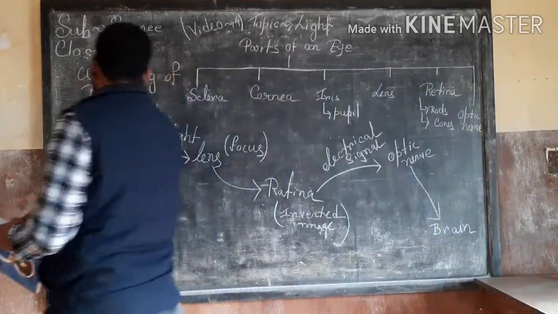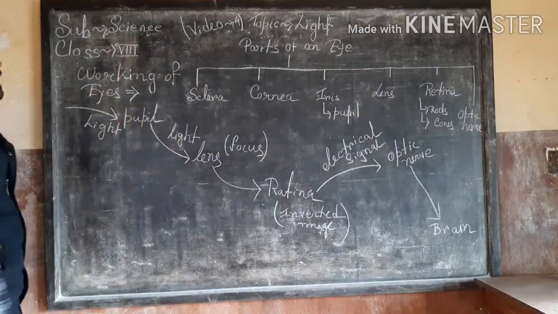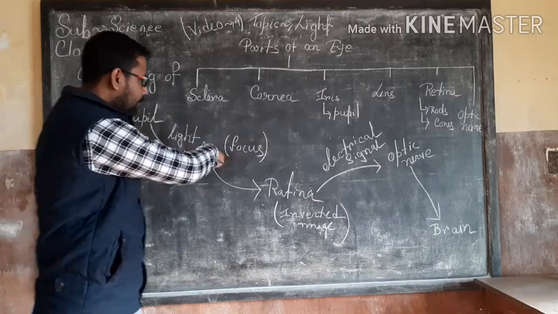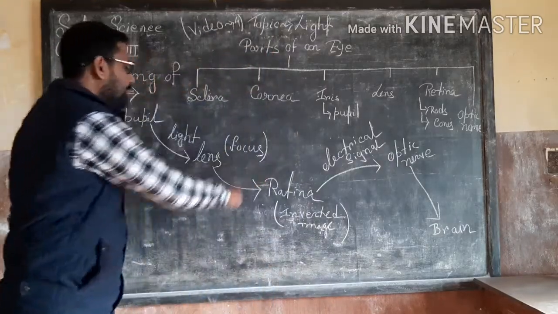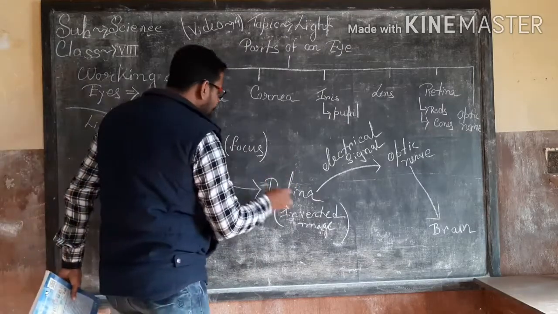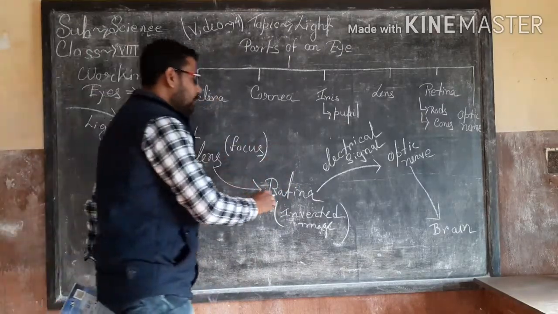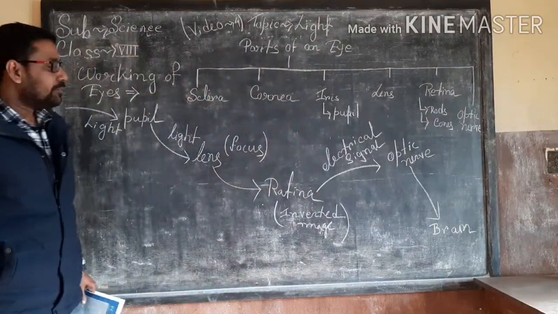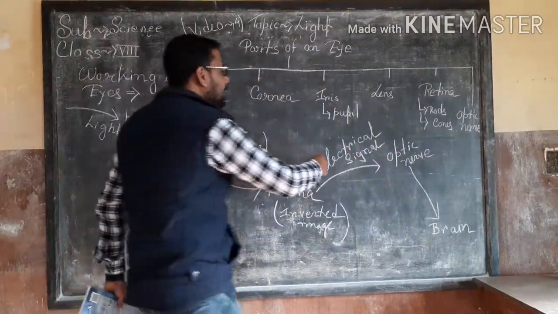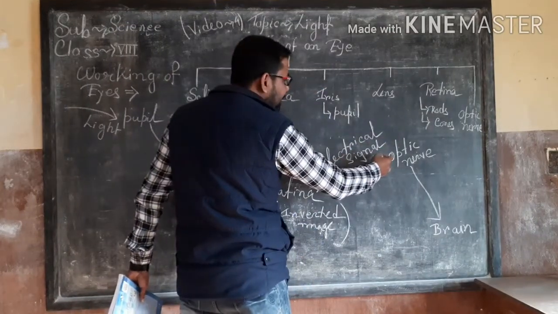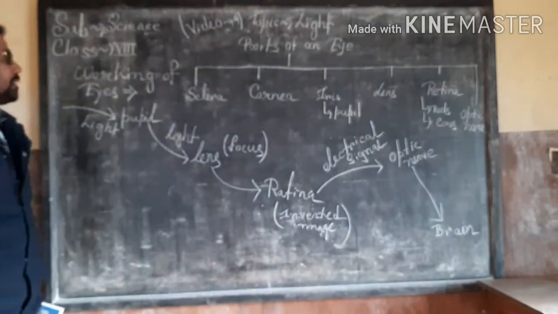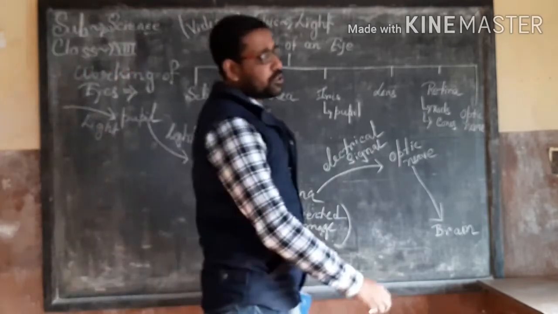Okay, so first the light comes from the object and with the help of the pupil it enters our eye. From there the light goes to the lens and the lens focuses it, and after that it goes to the retina, where the inverted image is created. Then within the retina the rods and the cones convert this light into an electrical signal, and this electrical signal goes to the optic nerve, and from there goes to the brain. This is the working procedure of the human eye.